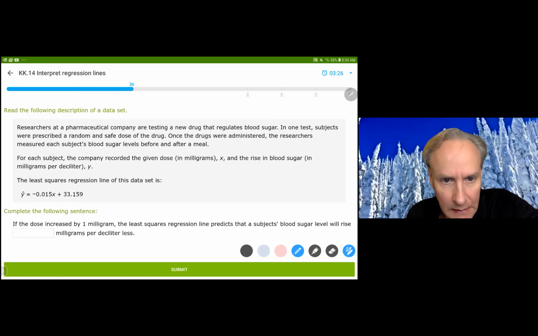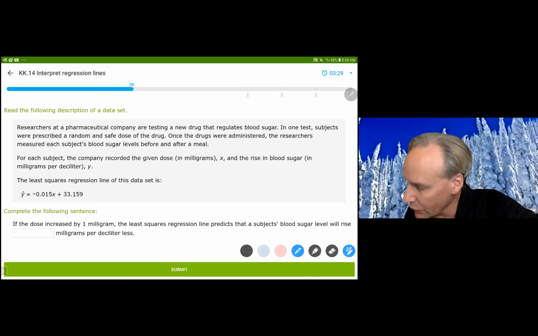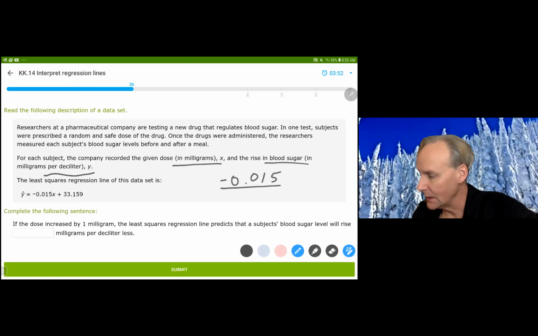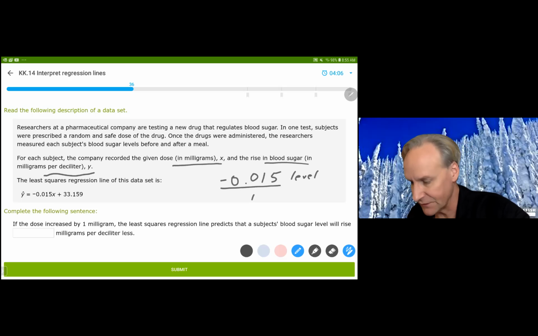All right, now in this one, it says that the recorded dose in milligrams is x, and the rise in blood sugar in milligrams per deciliter is y. So this time, if the dosage increases 1 milligram, we're looking at slope again, and it's negative 0.015. And the whole point of taking the medicine is that it makes the blood sugar go down. And they give you the measurement in milligrams per deciliter. And this is the blood sugar level, because that's the y value.